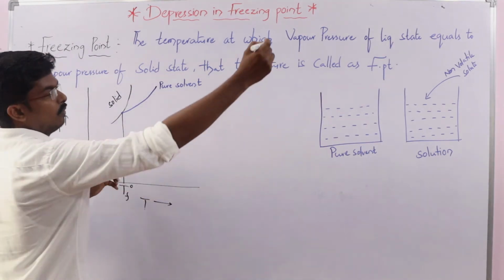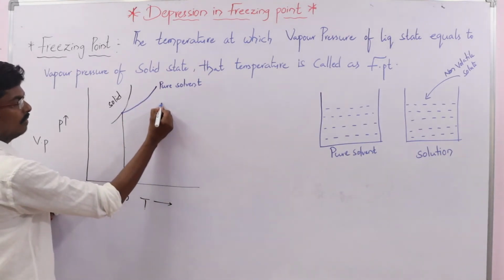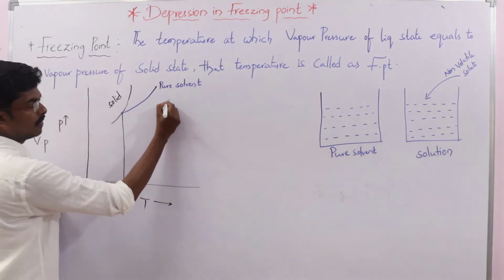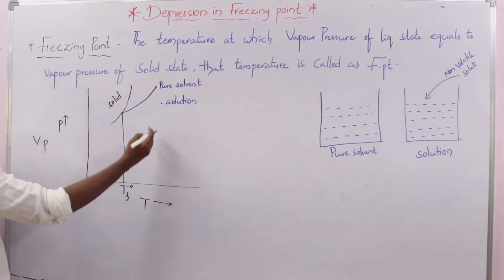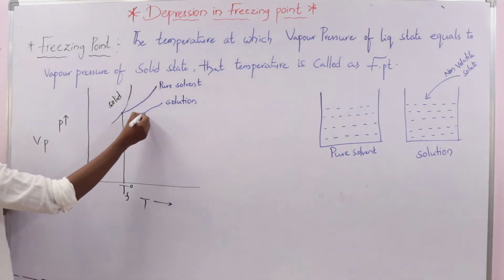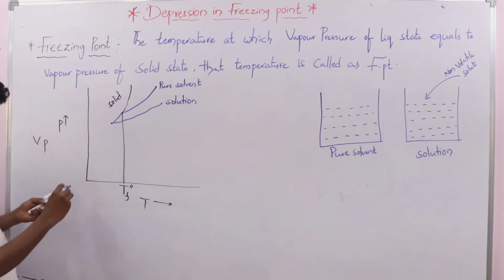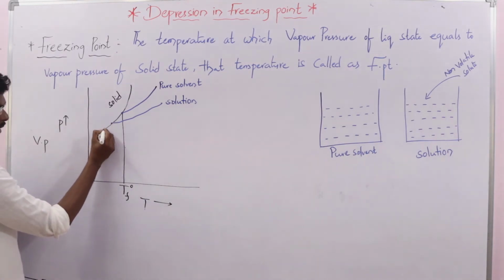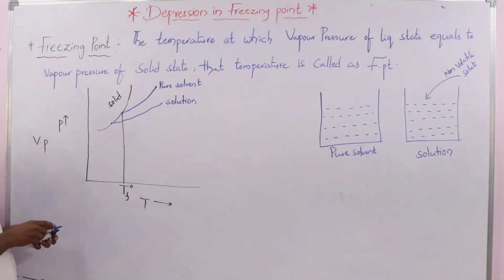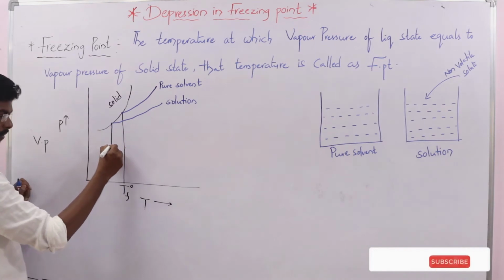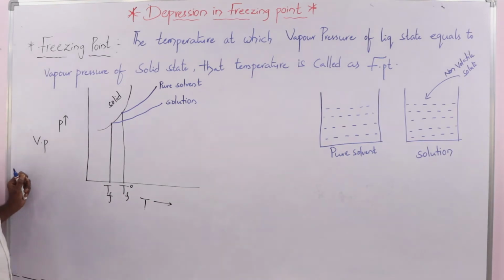When I add a non-volatile solute, the vapor pressure decreases. Assume this is the vapor pressure of the solution. When temperature decreases, this also decreases. At this particular temperature, the vapor pressure of the solution equals the vapor pressure of the solid solution. This temperature we call the freezing point of solution, which I show as TF.